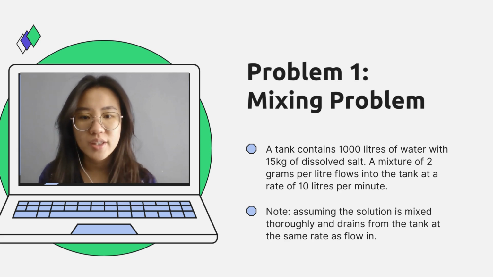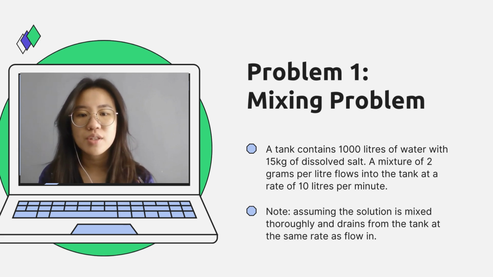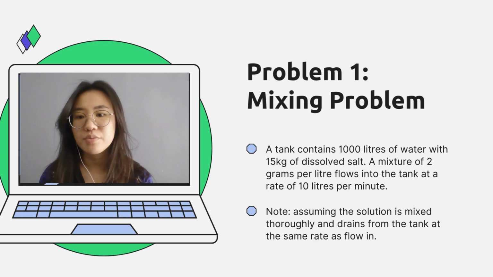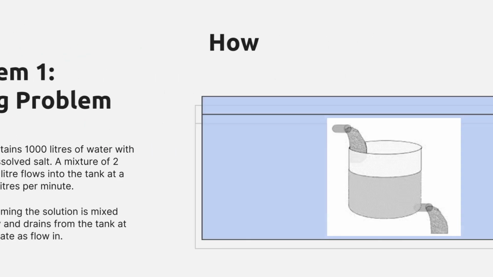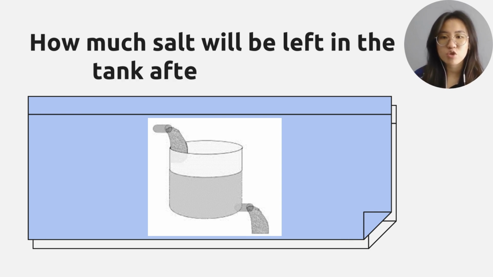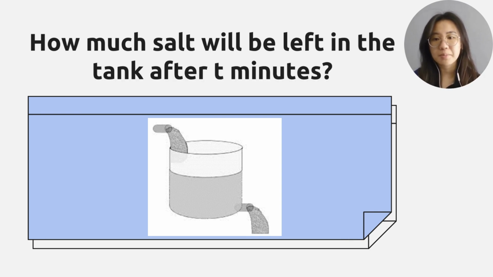In this situation, a tank contains 1,000 liters of water with 50 kilograms of dissolved salt. A mixture of 2 grams per liter flows into the tank at a rate of 10 liters per minute. We will assume that the solution is mixed thoroughly and drained from the tank at the same rate as it flows in. Hence, we want to find how much salt will be left in the tank after t minutes.